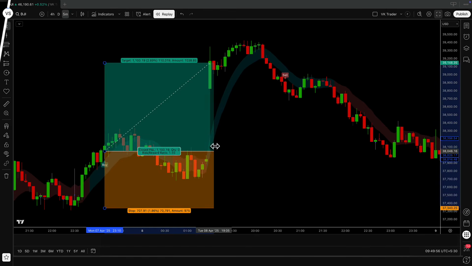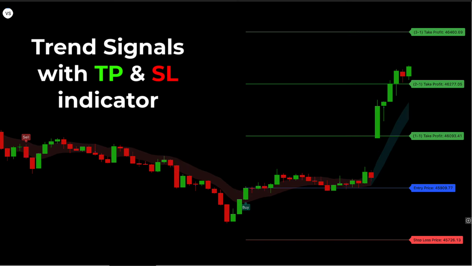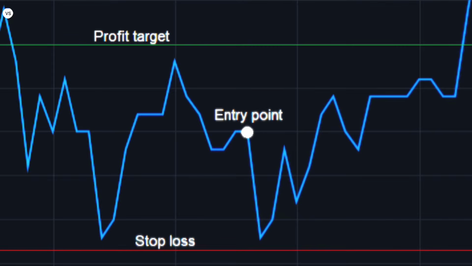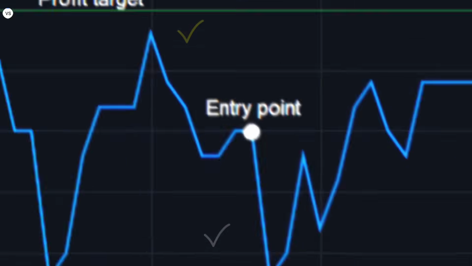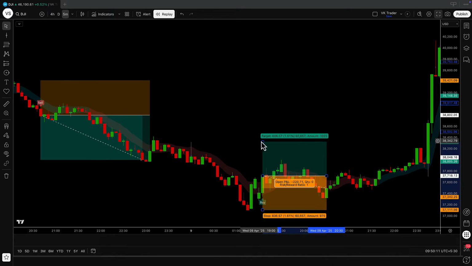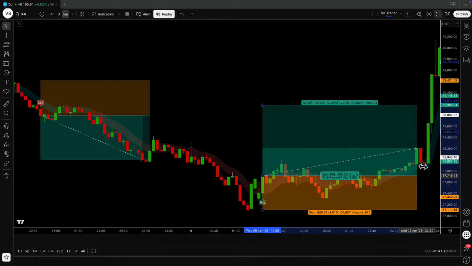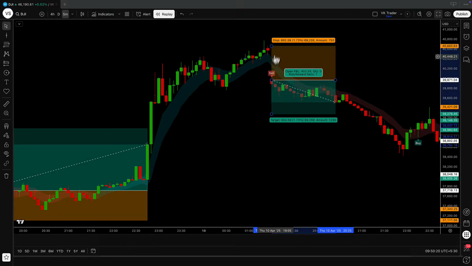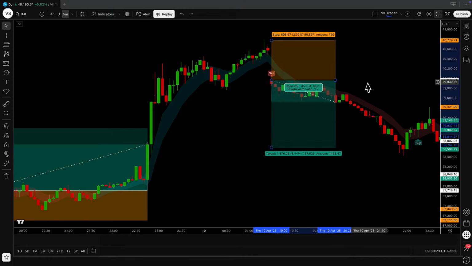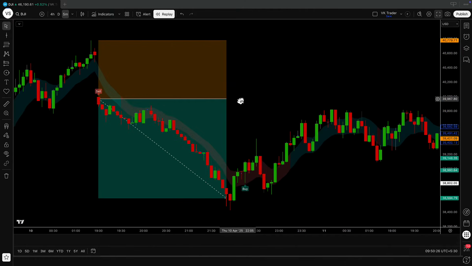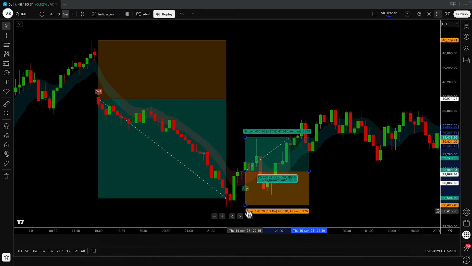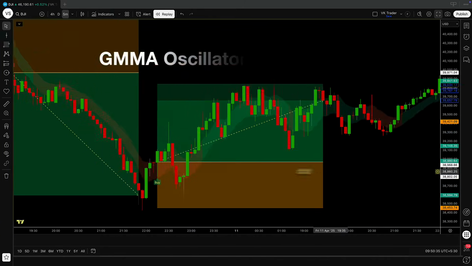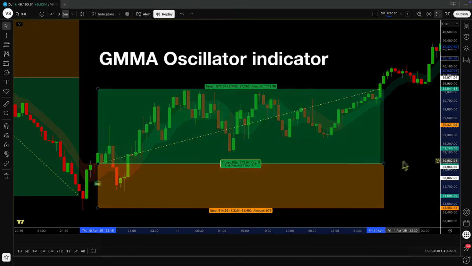In this video, we'll discuss the trend signals with TP and SL indicator. As the name suggests, this indicator provides trend signals along with targets and stop losses. This indicator aims to provide clear and actionable signals to aid traders in making informed trading decisions. The indicator generates signals to identify potential trend continuation points based on input parameters such as sensitivity, ATR length, and cloud moving average length. And our second indicator is the GMMA oscillator indicator, which confirms the trend.